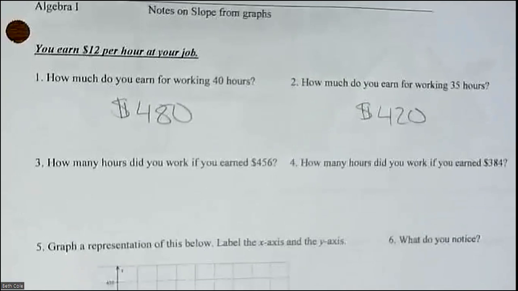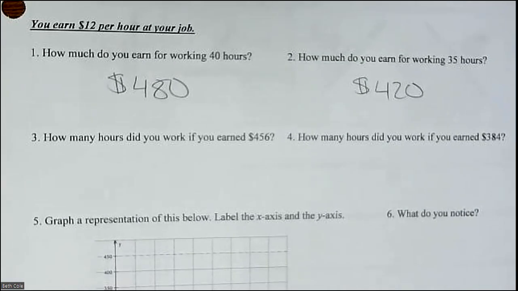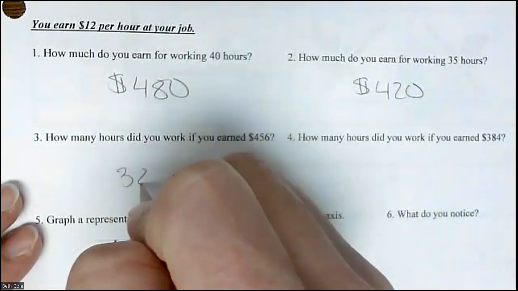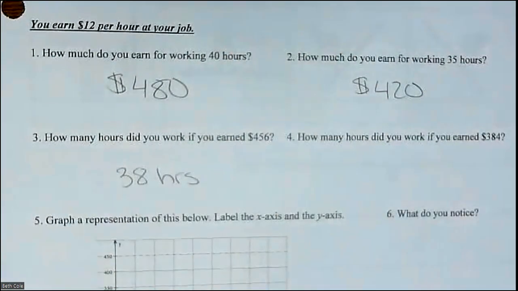All right, now look at number 3. This is backwards. How many hours did you work if you earn 456? Now what do I need to type in? For the 456, what would I need to type to figure out how many hours I worked? Divided by 12. Perfect. There you go. 38 hours. So you want to make sure you put the dollar sign when it's money and then hours when it's hours so we can tell the difference.